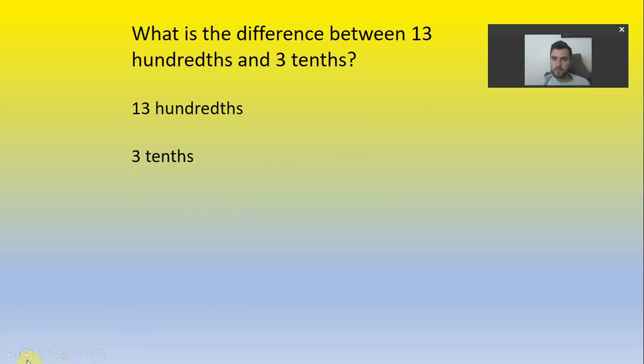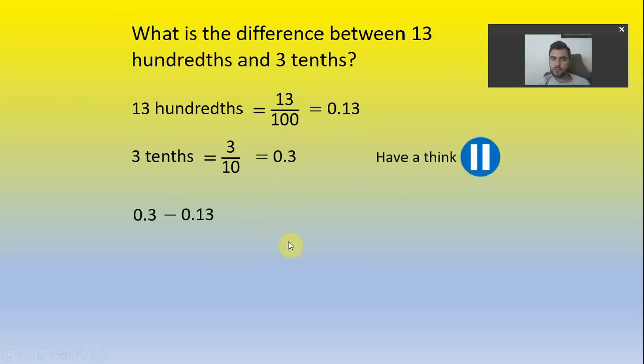Welcome back everyone. Last couple of questions to look at now before we finish off. What is the difference between 13 hundredths and 3 tenths? So 13 hundredths as a fraction is 13 over 100, or as a decimal, that would equal 0.13. 3 tenths equals 3 over 10 as a fraction, or 0.3 as a decimal.